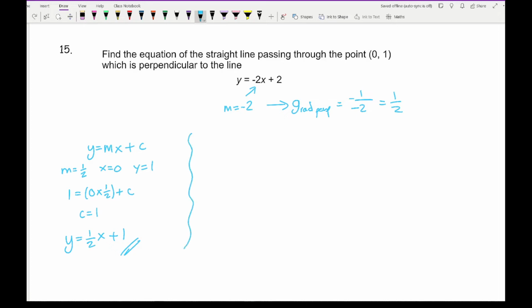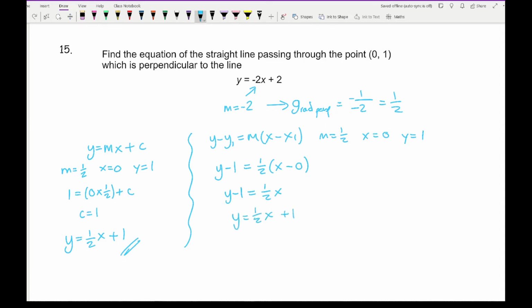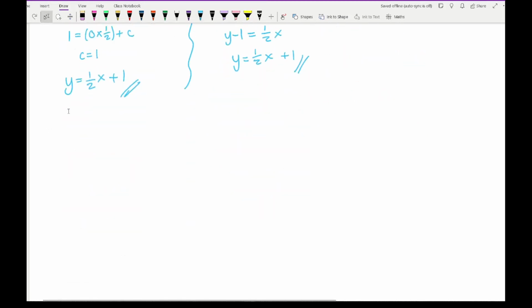Then if you're using y minus y1 equals m times x minus x1, then again m equals 1/2, x equals 0, and y equals 1. So I've got y minus 1 equals 1/2 times x minus 0. So then I've got y minus 1 equals 1/2 x, and then y equals 1/2 x plus 1. So you get exactly the same answer, and it's entirely up to you which one you use.